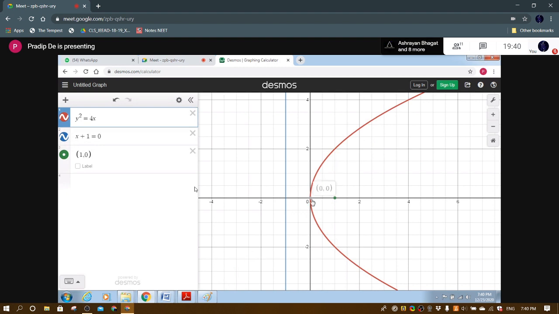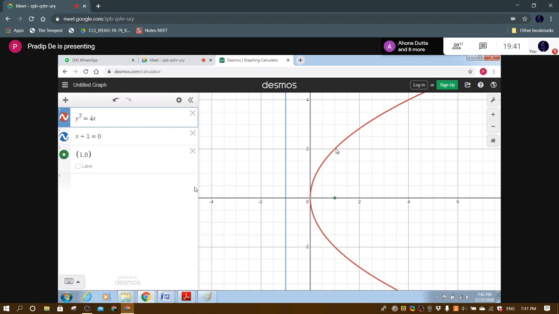The point of intersection of the axis of the parabola and the parabola is called the vertex. So in this case, the vertex is at the origin, 0, 0. The focus is at 1, 0. The directrix, the fixed line, is here, x plus 1 equal to 0, x equal to minus 1.